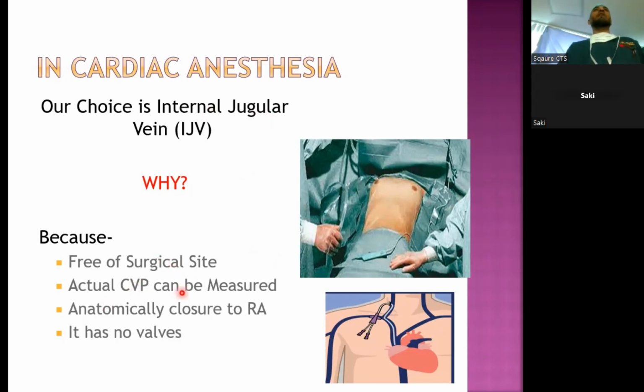Secondly, actual CVP can be measured from the internal jugular vein. It is anatomically very close to the right atrium and it has no valves, so we can measure the actual CVP.